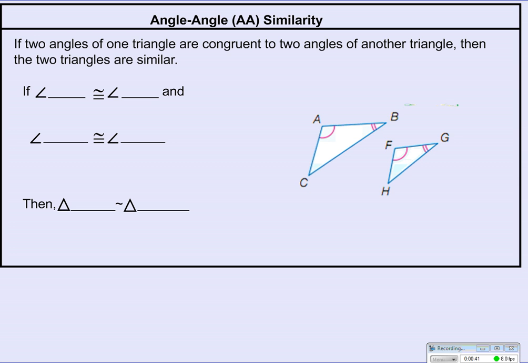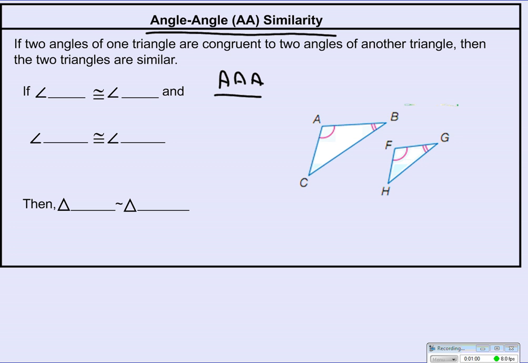All right, so one of the easier ones for similarity is just saying two angles are congruent. Two angles of one triangle are congruent to two angles of another triangle. The triangles are at least similar. All right, so this is called angle, angle, sometimes called angle, angle, angle.